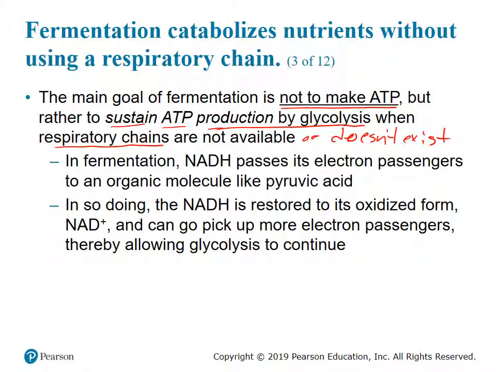So in fermentation, we do have electron carriers, and actually it's NADH. Its goal is not to pass the electrons to the electron transport chain, because that's not available here. It actually passes its electrons to organic molecules like pyruvic acid, which is the end step of glycolysis. NADH is restored: it gave off its electron in the hydrogen group, so it becomes NAD plus, and so it picks up more electrons, and then glycolysis continues and continues. Okay?